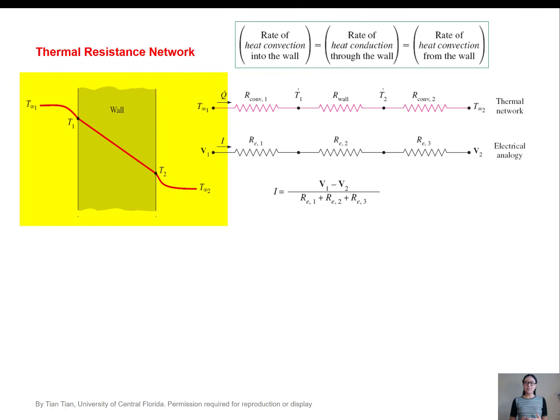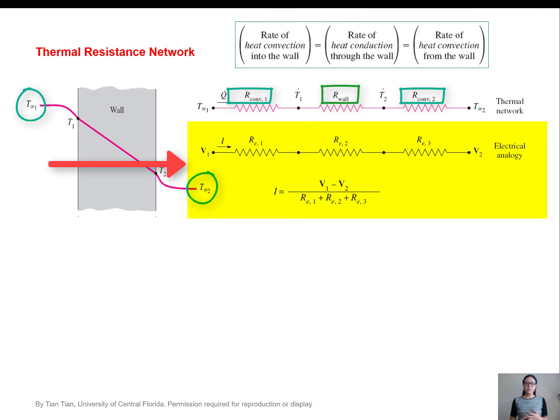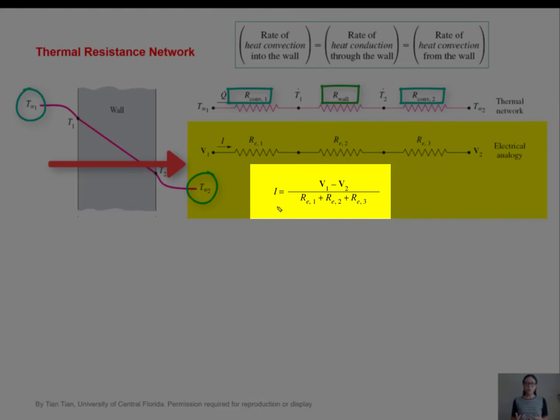Now let's consider one-dimensional heat transfer through this wall with convection on both sides to fluids at temperatures T∞1 and T∞2. We know under static conditions, we'll have the same heat rate flowing through. And here we have 3 resistances, 2 convection resistances and 1 conduction resistance. With conduction of electricity, we know the electric current flow rate is the ratio of the overall voltage difference to the summation of all resistance. In heat transfer, do we have similar relation like this?